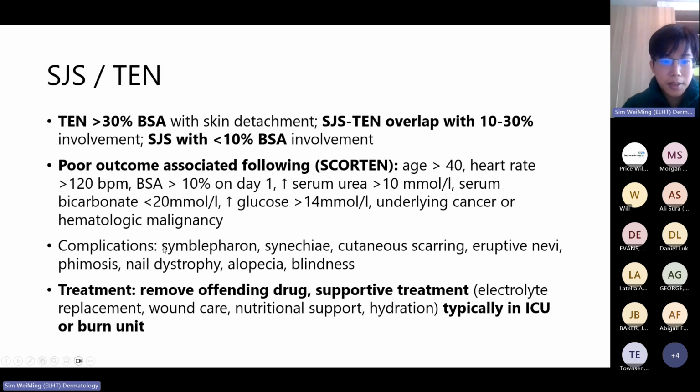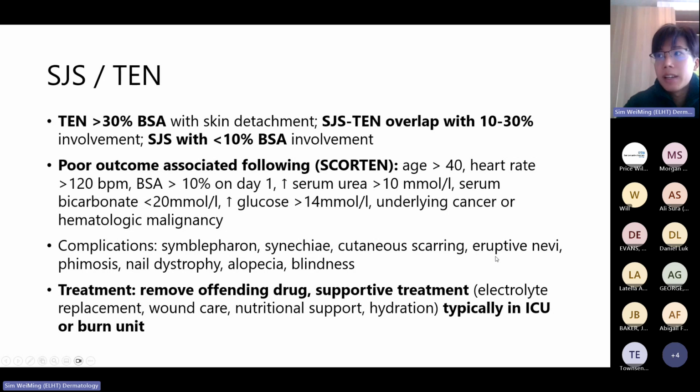So if you've got eyelid or eye adhesions, scarring, you might get your eyelid turning out, you might get them not closing properly. I think the rest of them, eruptive nevi, nail dystrophy, it's not that great, so I don't know why I put that here. But alopecia, again, not as worrying, but for the long-term context, maybe blindness would be worrying. There are other complications that I did not mention here, which are also significant.